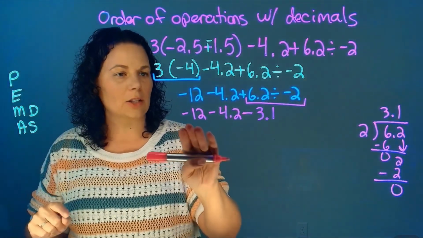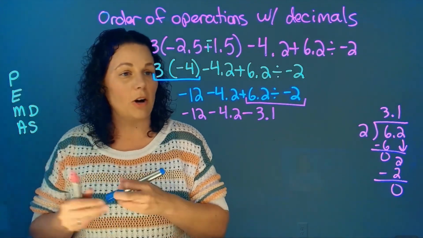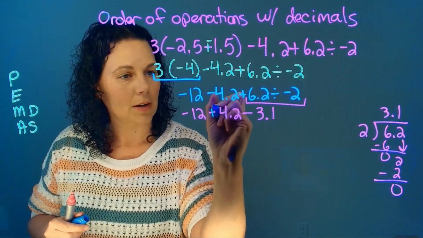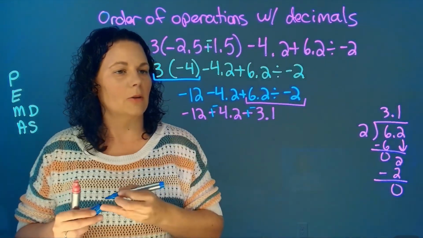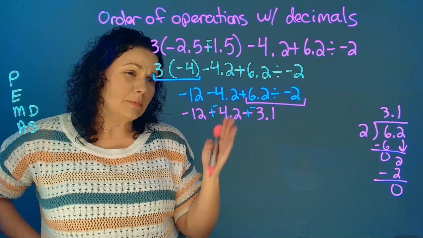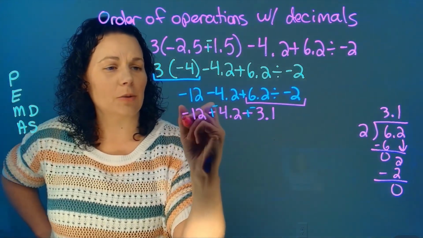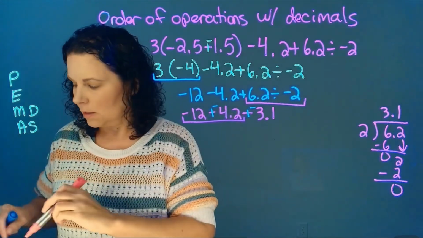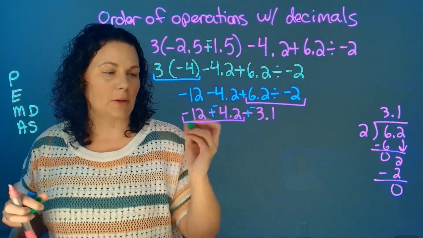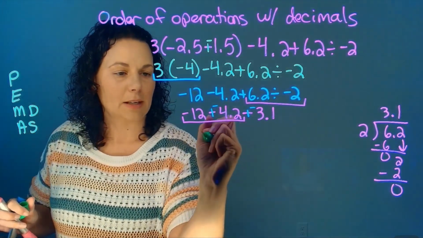Now we add and subtract. All of these are add and subtract. I'm going to rewrite all of them as plus a negative, though. I just like the way that looks a little bit better when I'm doing this. So you can add them all at once if you really want to. I'm going to just do this piece, and then I will deal with the 3.1. So negative 12 plus negative 4.2. Okay, I know that's going to be a negative.